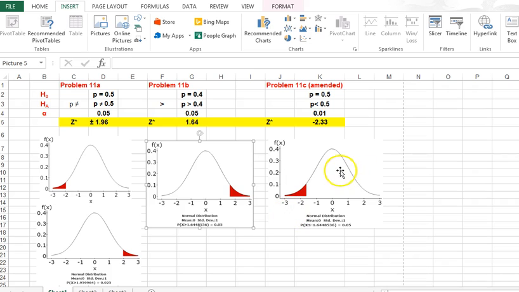Then we went over to problem 11C, which by the way I amended because I wanted to show you how you calculate a one-tail test when it's a lower tail test, when it goes over to the left, the negative side. So we looked at an alternative hypothesis where the proportion was less than 0.5. We looked at the left-hand side. Our alpha was 0.01, so our critical z-value was negative 2.33. Very easy, very fast, and very visual.